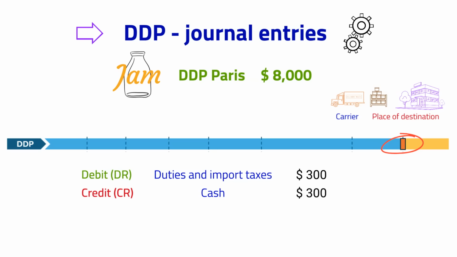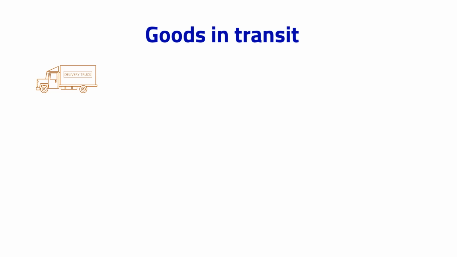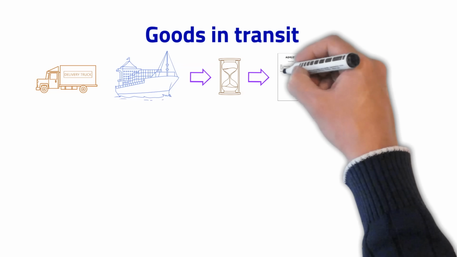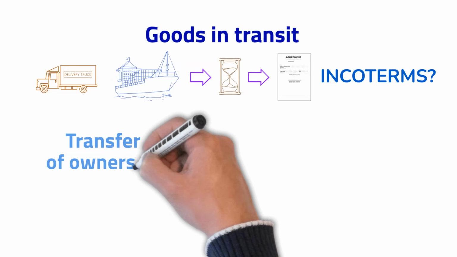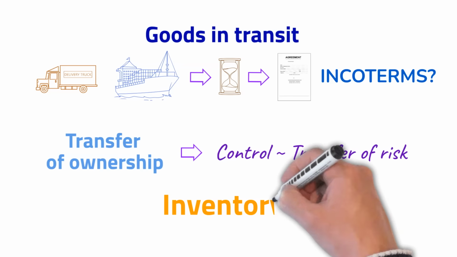So, what have we learned about goods in transit? When control has transferred but the goods are physically on the move, the buyer shows goods in transit inside inventory, and the seller derecognizes from inventory. Freight status does not change who recognizes inventory, it only changes who pays the carrier.